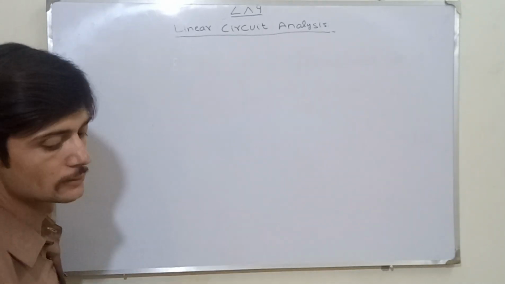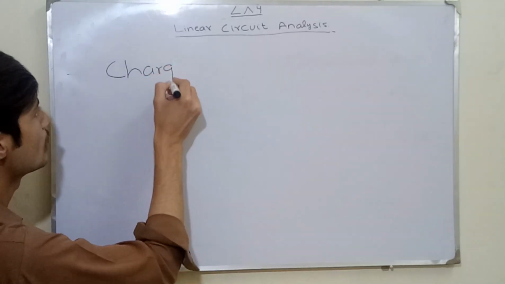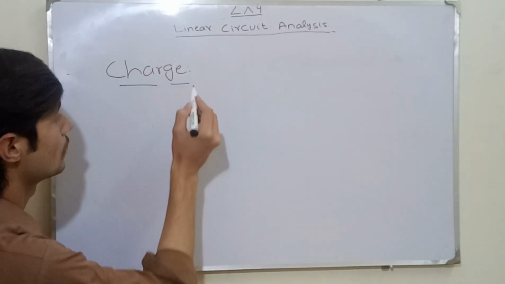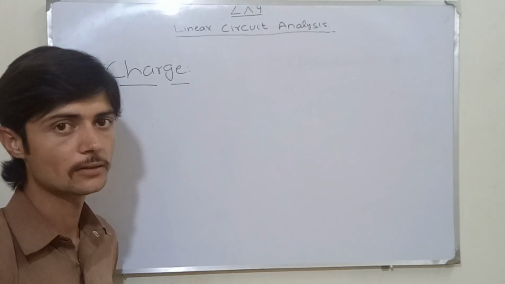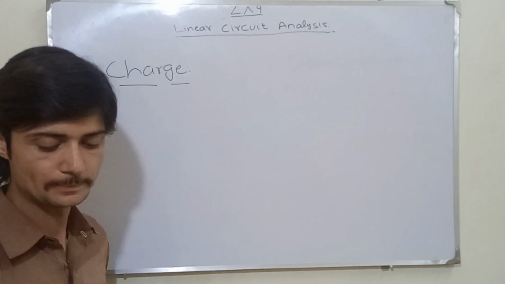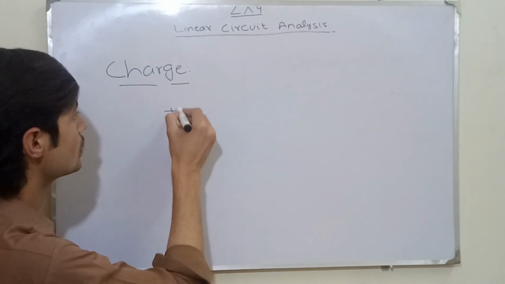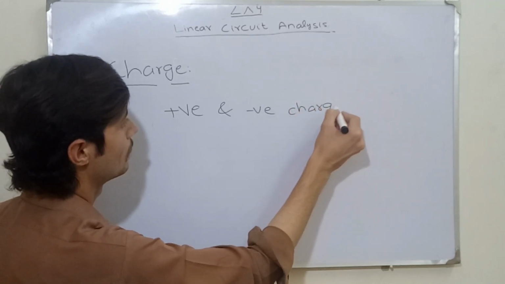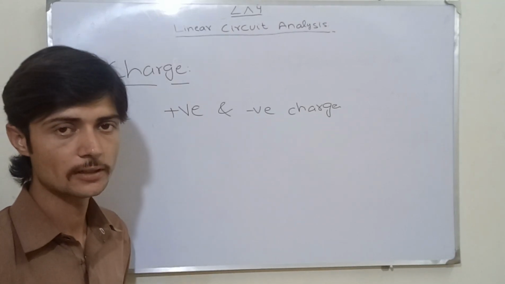What is charge? Definition of charge doesn't exist because there are two intrinsic properties of matter, mass and charge. We can only manifest them, and we cannot define them. So there is a positive and negative charge in physics. Positive charge is due to protons, and negative charge is due to electrons.